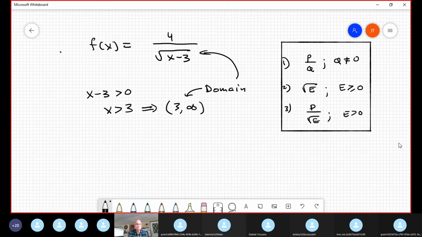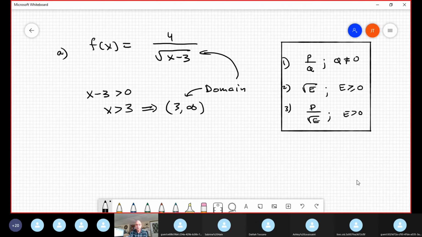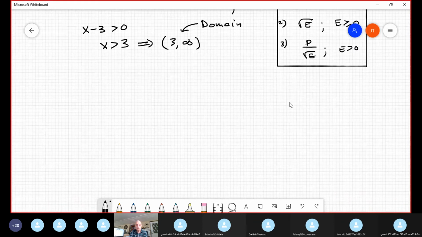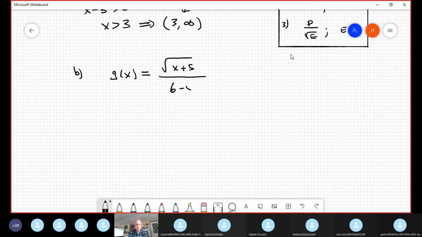Any question? No. Okay, good. Let's move on to the B option. It's more complicated because B is G, the name of the function, square root of x plus 5 divided by square root of 6 minus x. Okay, square root again.